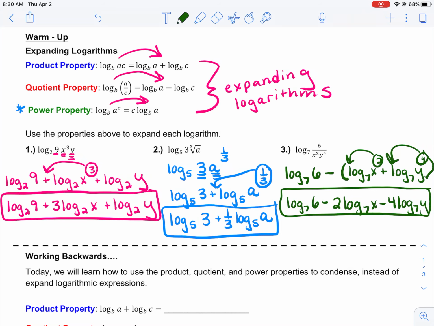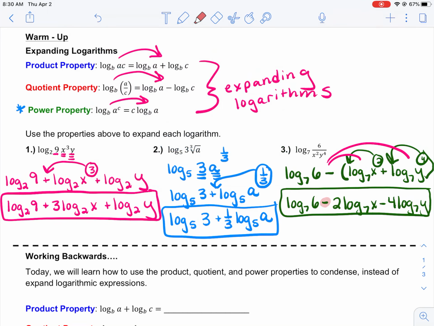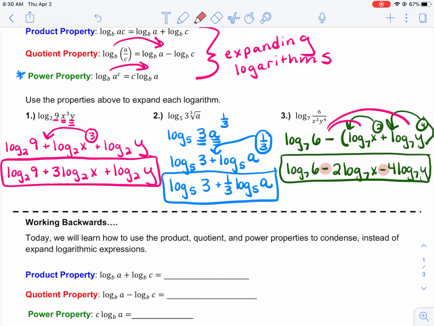Okay, so I put those exponents out in front, and then in addition, I distributed that minus sign. Notice that the x squared and the y to the 4th are both on the bottom of the fraction, and so they both have a minus sign in front of the expressions. So I've got my minus here, and I've got a minus here because both of those terms are on the bottom. All right, so now we're going to focus on condensing logs.